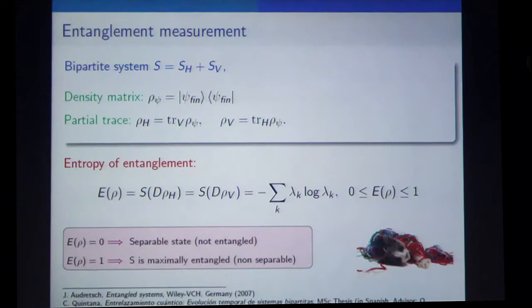Now, these examples are for when R is infinite. What happens when we have a finite linear combination? To measure the entanglement of this state, we will use the entropy of entanglement, which says that if we find that the entropy is equal to 0, the state is separable. And if the entropy is equal to 1, this means that we have a maximally entangled state.